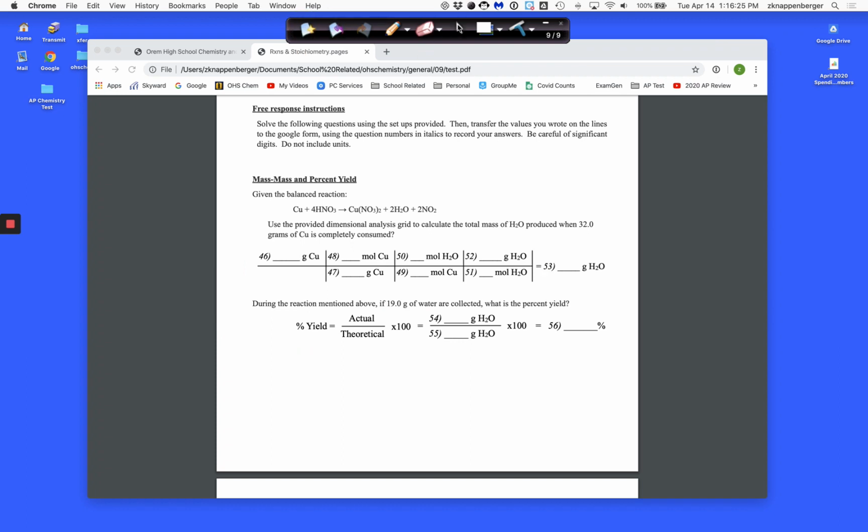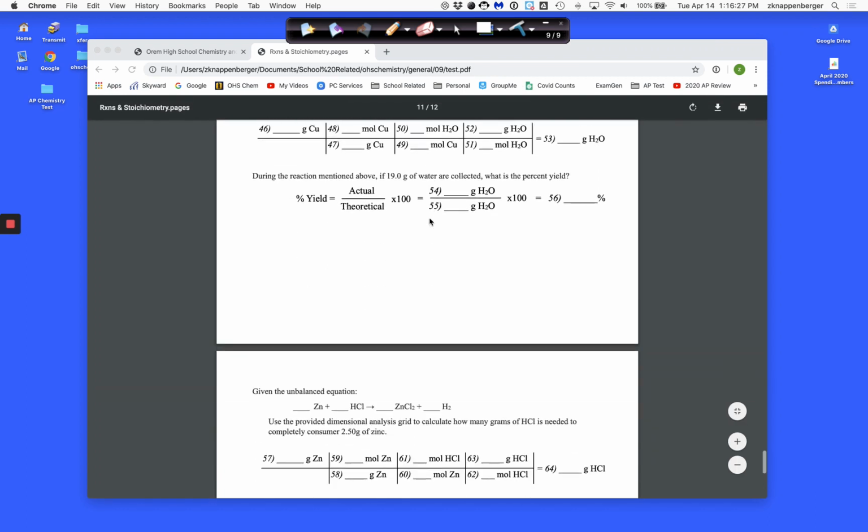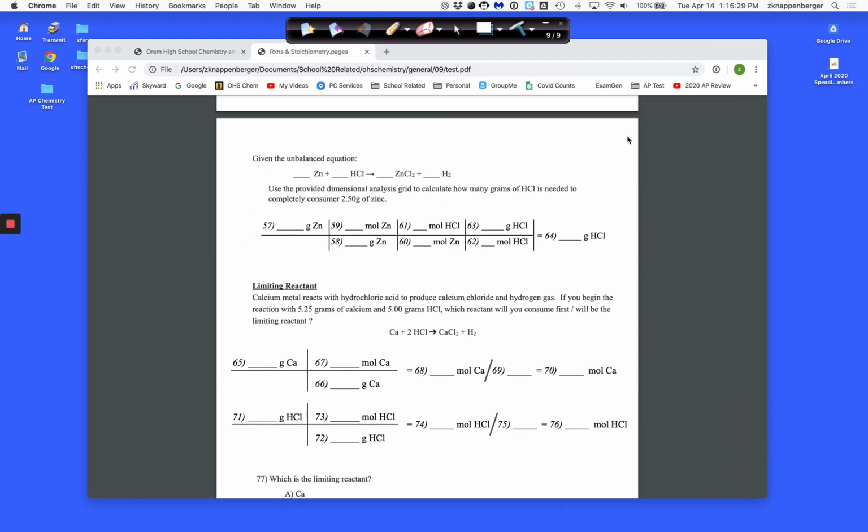Then you'll notice that when you go on to the next page, we have another mass problem. Notice on this one that the equation is not balanced, but we've given you spaces to balance this equation. We are not associating the balancing of the equation with points on the test, but you will, of course, need that in order to fill out the mass problem.